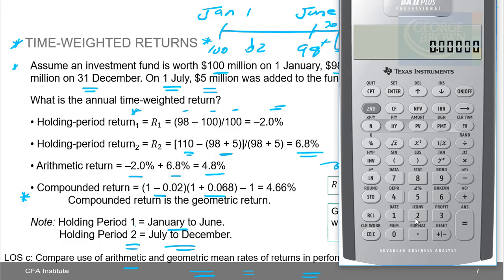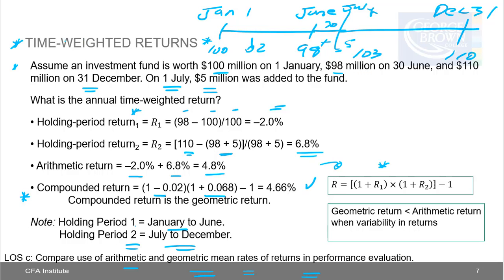So let's just see that. 0.98 times 1.068. We minus the 1. Multiply by 100 to get a nice round number, and you can see 4.664%.